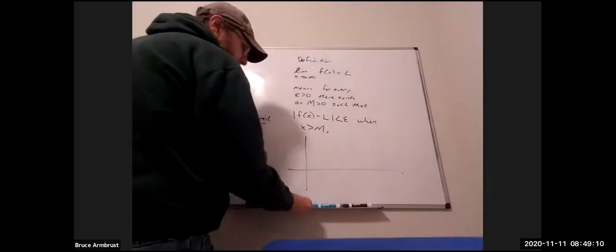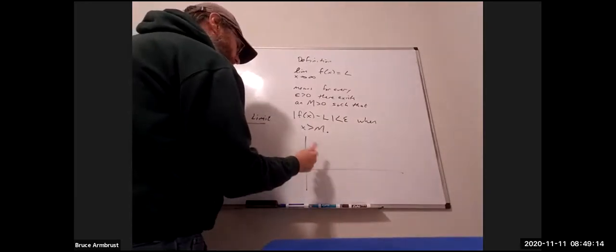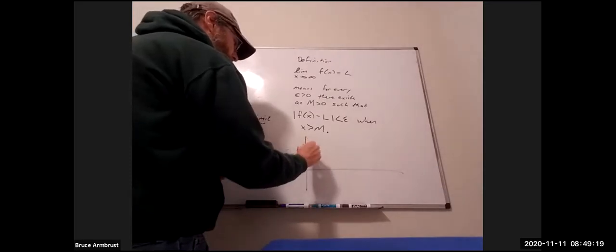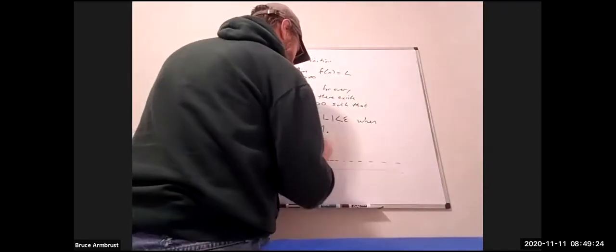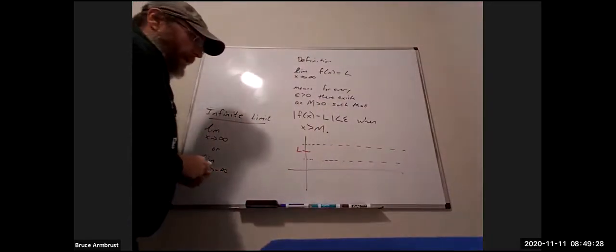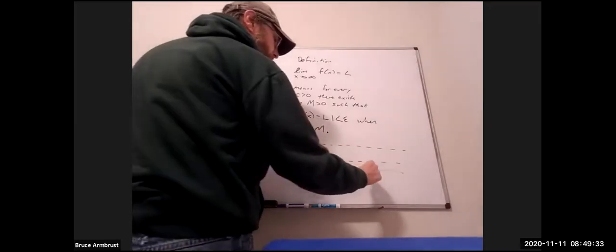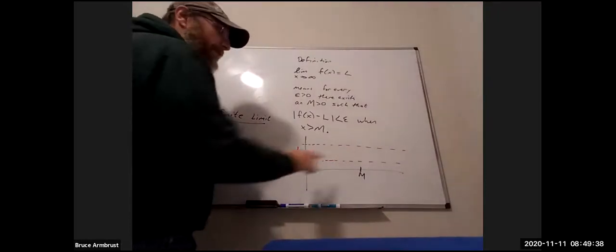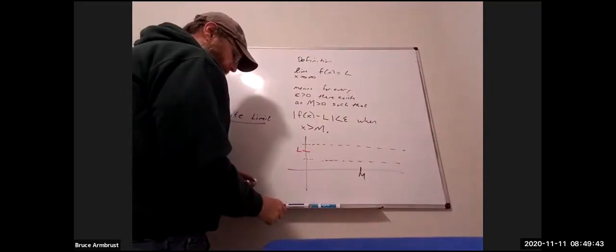Okay, we've got our function doing whatever out here. I don't really care about that. I care about far away. But there's a value L that is our limit. And we're going to go plus and minus epsilon. So we create our little strip like this. And what this is saying is that no matter what that epsilon is, there's going to be some place out here, we'll call it M, that once we're beyond that, our function lies entirely in this strip.